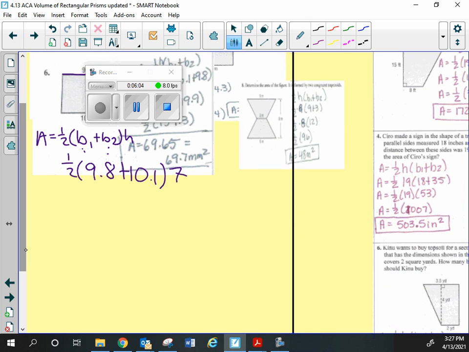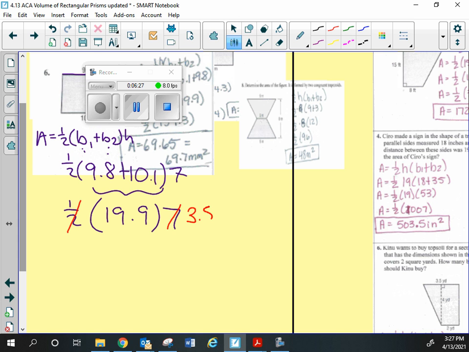To solve that problem, I have to do what part first? The adding in the parentheses. So that would give me, the decimal would be 19.9. I need to do 1/2 for the 7 on the end. Could I do 1/2 of 7? What is it? 3.5. Go ahead and get rid of it if I can. And then you just need to multiply those two numbers, and we can do it.